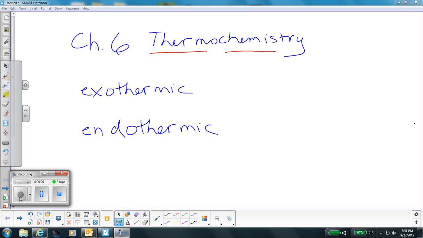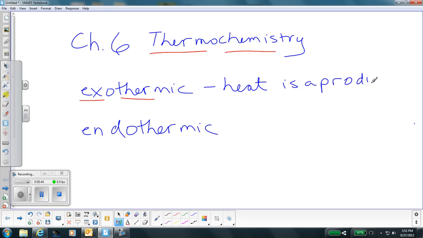A couple things you should notice in these words. In exothermic, you should see X and therm. X like exiting, therm like heat. In an exothermic reaction, heat is exiting. Heat is a product. We sometimes say heat is given off.